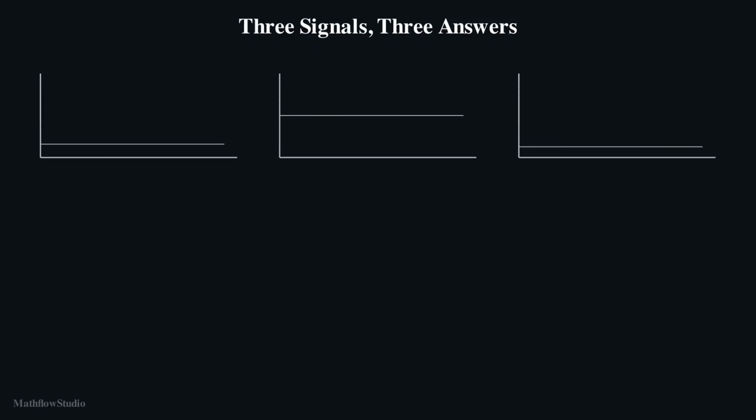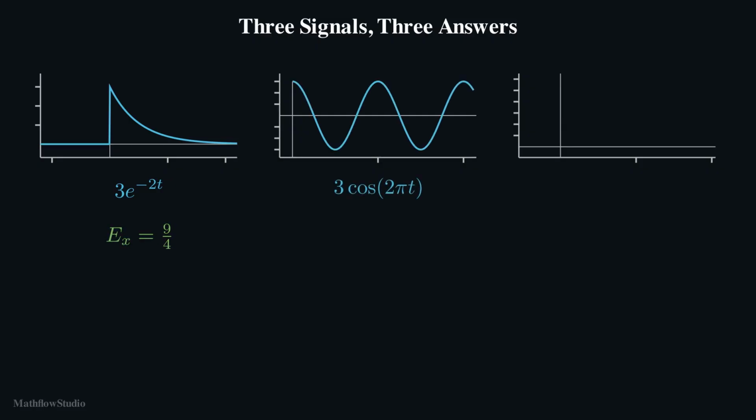3 signals carry the whole lesson. A pulse that decays away has a total energy that settles and an average power of 0. A wave that repeats forever has no finite total energy and an average power of 4.5. A signal that grows without bound has neither quantity finite and belongs to neither class.